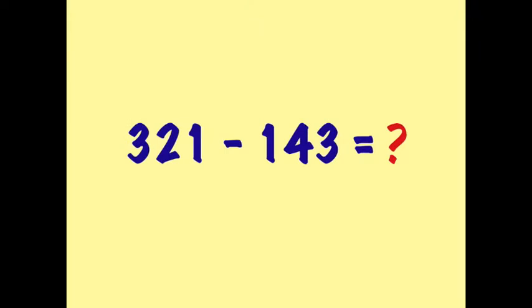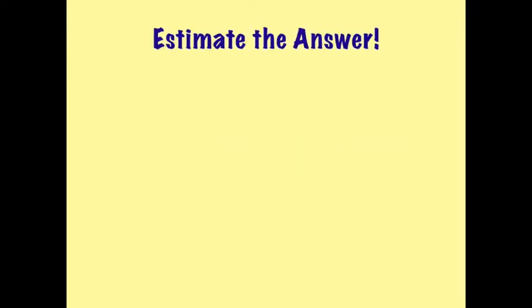Now let's get started. Our problem today is going to be 321 minus 143. First, we're going to estimate the answer. This will allow us to think about the whole equation before we begin to compute the answer. By rounding both the subtrahend and the minuend to the nearest multiple of 10, we are simplifying the numbers, which will make it easier for us to work with and later estimate a more accurate answer.